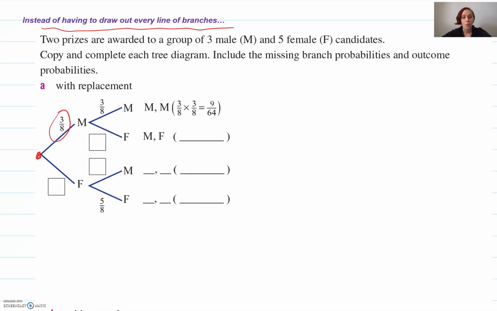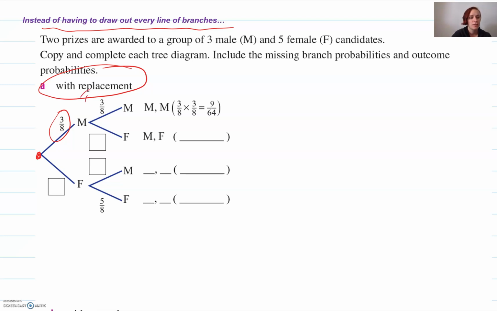2 prizes are awarded to a group of 3 male and 5 female candidates. Copy and complete each tree diagram, including the missing branch probabilities. Now, this is with replacements. That's assuming if I have pulled a male's name out of the hat, I can then put him back in and he can get another prize. That's not always the case, but in this case it is.